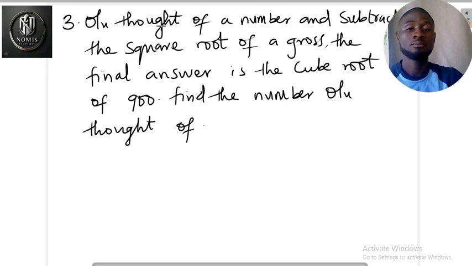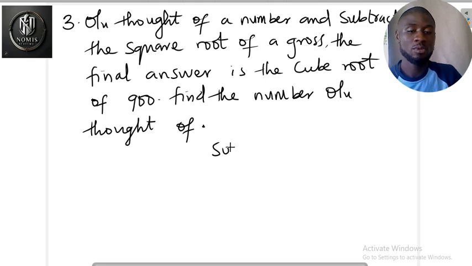Let's take another one. Now, you need to understand questions very well before you solve them. Let's take a critical look at this question. Olu thought of a number and subtracted the square root of a gross. The final answer is the cube root of 900. Find the number Olu thought of. So you can see that there are many figures hidden in words, and it takes critical analysis to understand what the question is asking us to do.